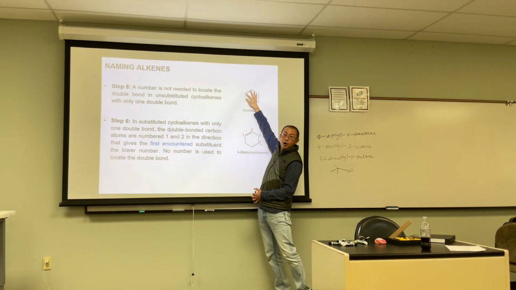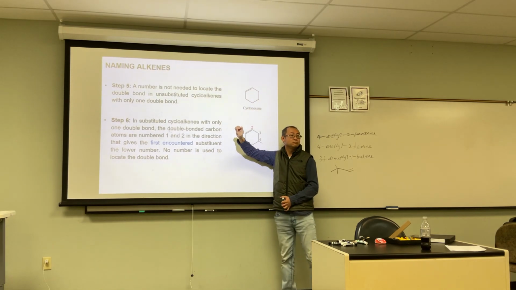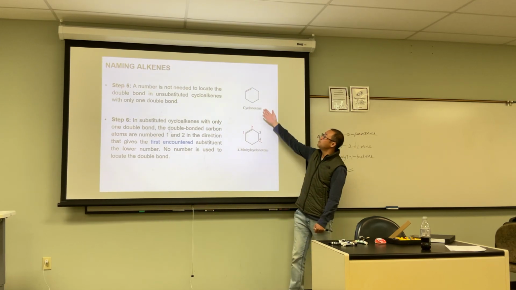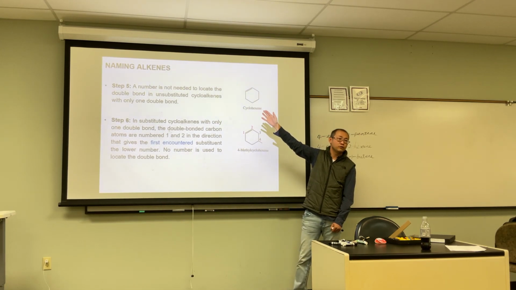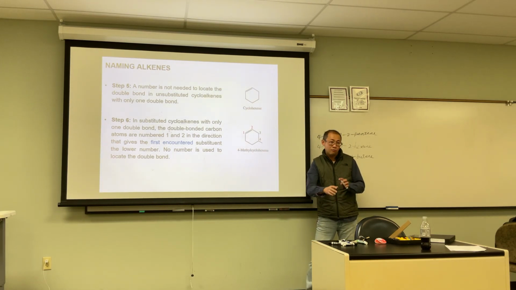Because that's what you take priority for. So these 2 carbons are always what? 1 and 2. If that's always 1 and 2, you don't need to tell people where it is. So the molecule is called cyclohexene. You don't have to tell people 1. Why? Because this is 1 and 2, we know that. Okay, there's no confusion here.